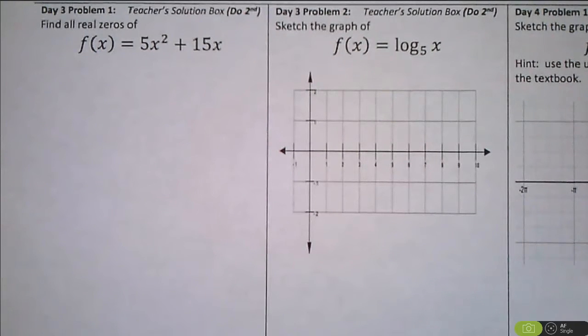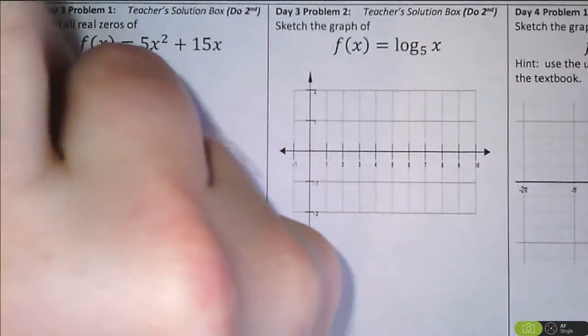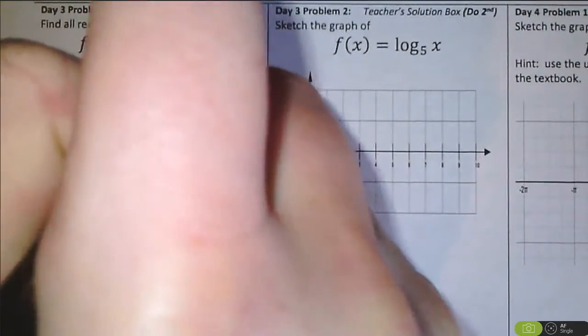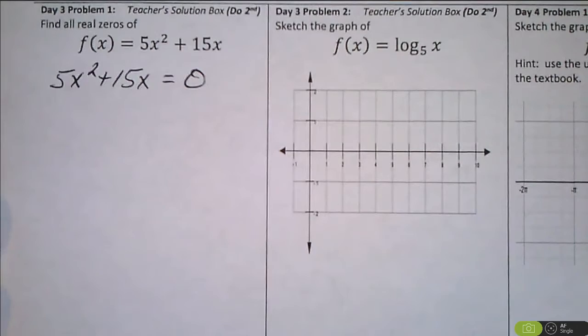Here's the answer to day 3, problem 1. Find all real zeros of this function. One way to find zeros of a function is to write the function and set it equal to 0. And now solve this equation.